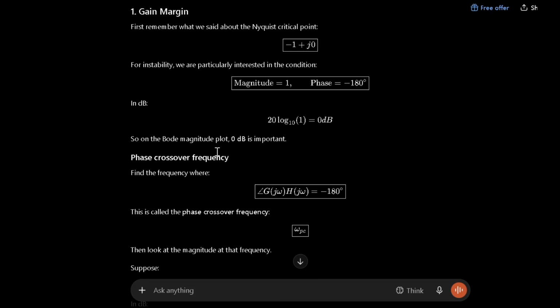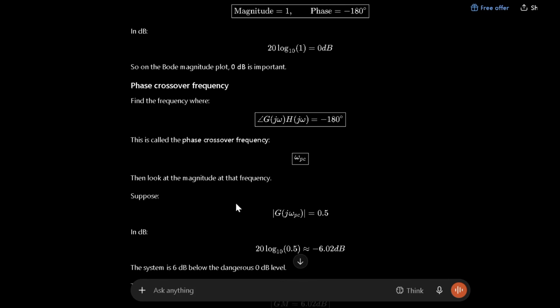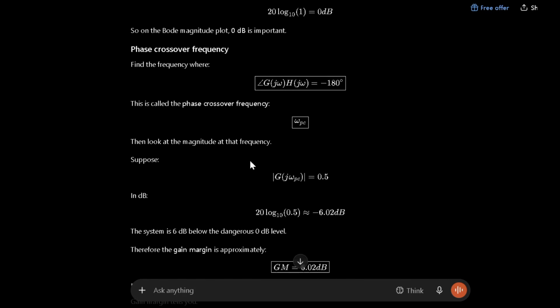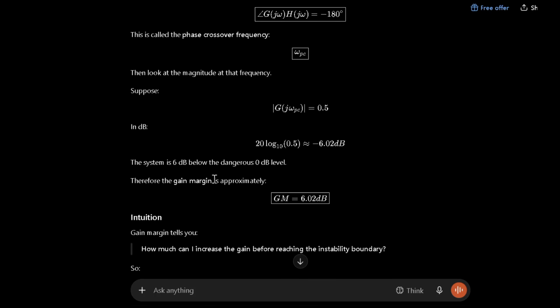Phase crossover frequency: find the frequency where the angle of G(jω)H(jω) is minus 180 degrees. This is called the phase crossover frequency, ω_PC. Then look at the magnitude at that frequency. Suppose |G(jω_PC)H(jω_PC)| equals 0.5. In dB, 20 log 10 of 0.5 is equivalent to minus 6.02 dB. The system is 6 dB below the dangerous 0 dB level. Therefore, the gain margin GM is approximately 6.02 dB.